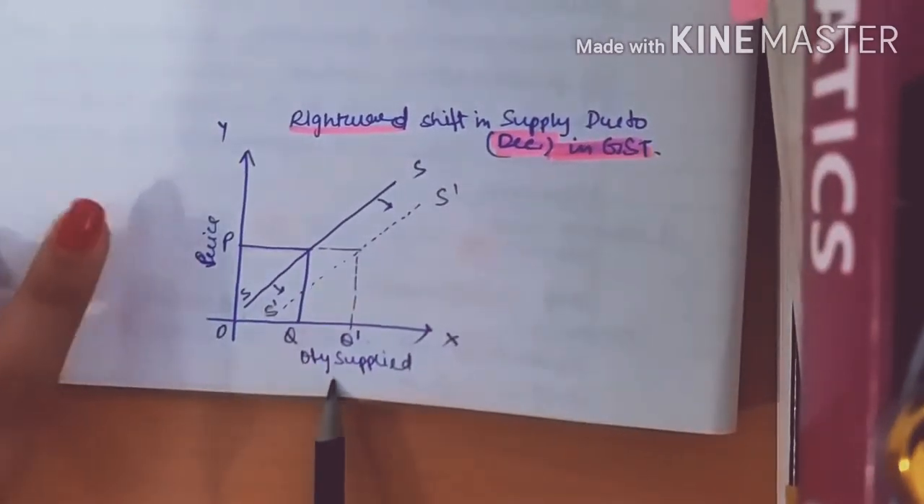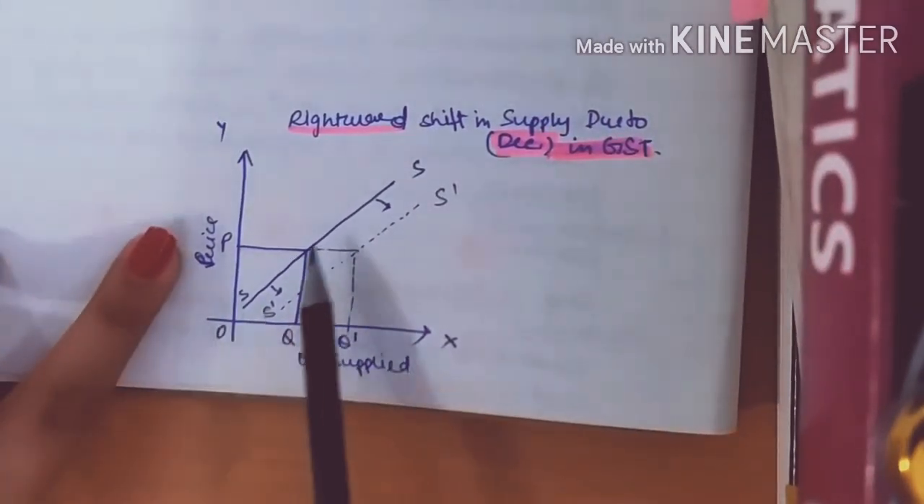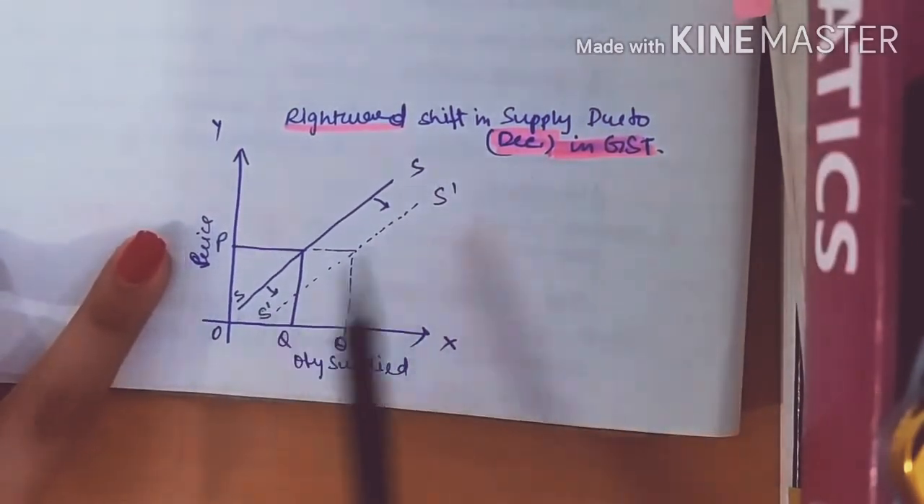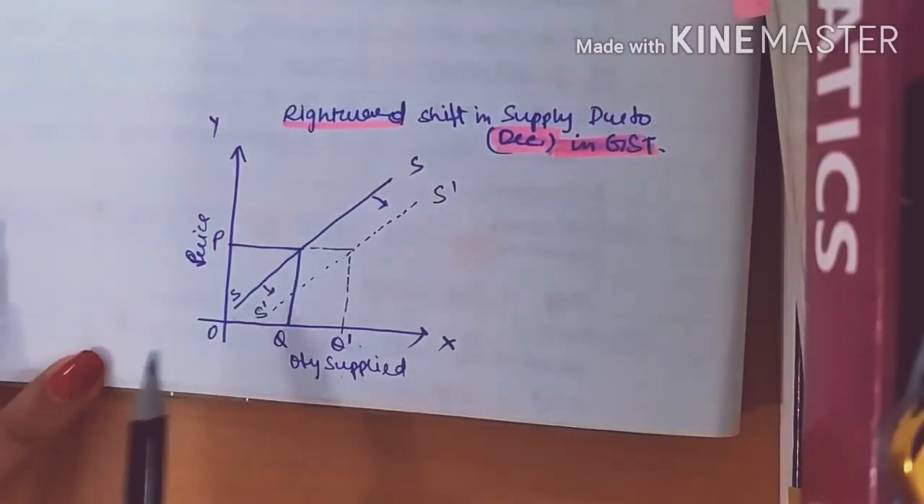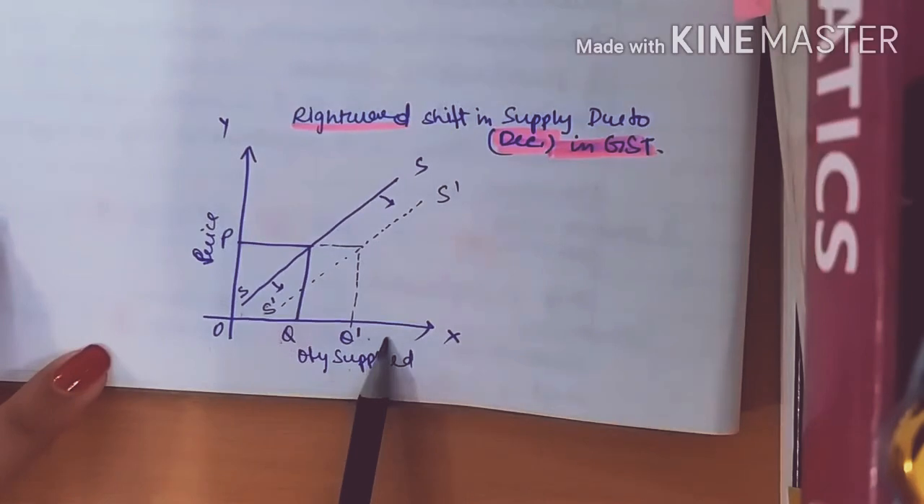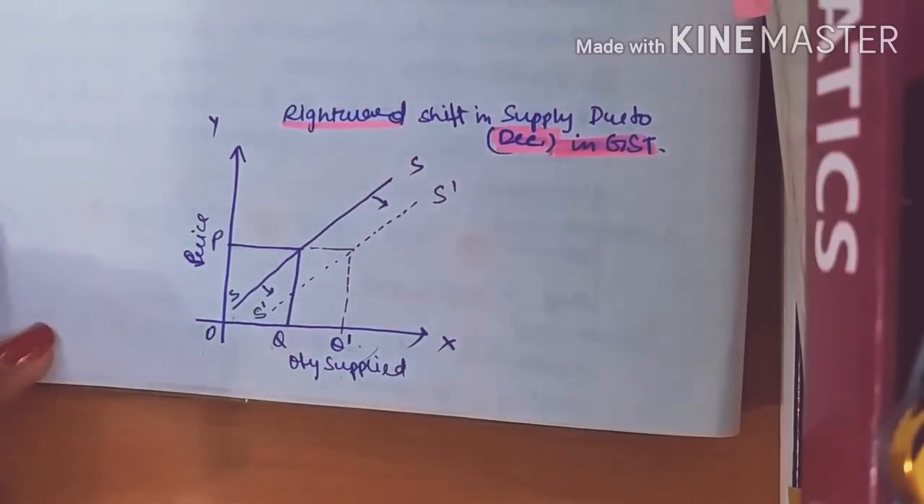So quantity supplied, price, the diagram is like the original one is this, the original SS curve. SS shifts to S dash S dash, and quantity supplied shifts from OQ to OQ dash. This is how you have to make the diagram.